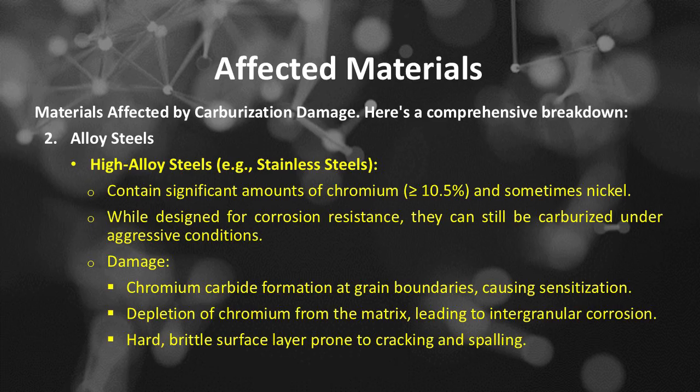While designed for corrosion resistance, they can still be carburized under aggressive conditions. High alloy steels damage includes chromium carbide formation at grain boundaries, causing sensitization, depletion of chromium from the matrix, leading to intergranular corrosion, and a hard, brittle surface layer prone to cracking and spalling.